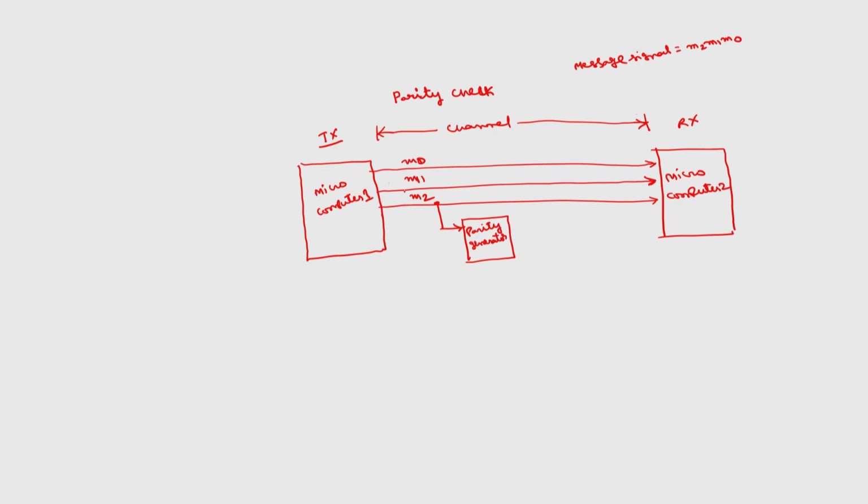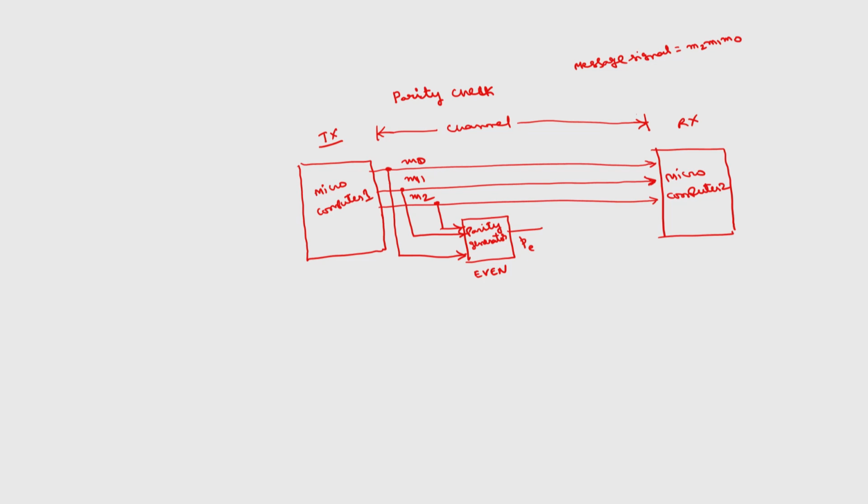Whose inputs are these 3 bits, the message bits. And there will be one output, which is called the parity bit P. We can design this parity generator for either even parity or odd parity. Suppose I want to design for an even parity generator, I will call this bit PE. If I want to design for odd parity, I will call it PO. So, how to design this?